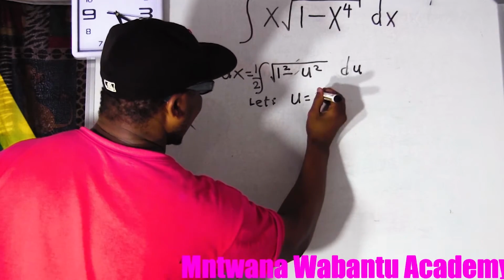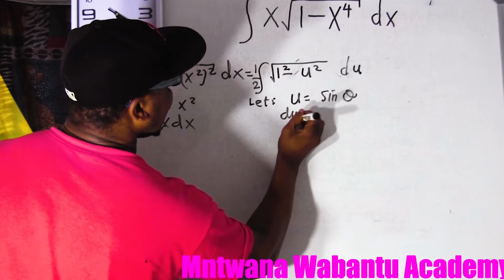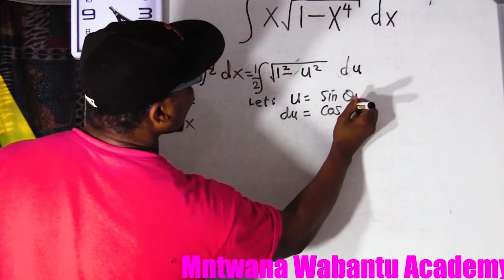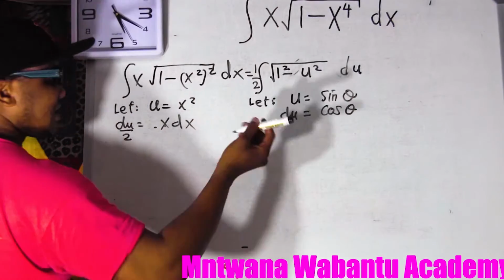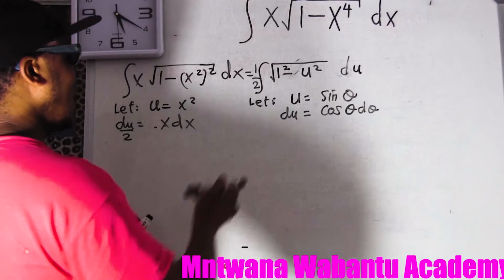So 1 is like 1 times sine of angle. So I don't need the 1, it's just sine of angle. Differentiate here: du equals cos of theta. When you differentiate sine, you get cos of theta, but with d theta. So let's replace everything.